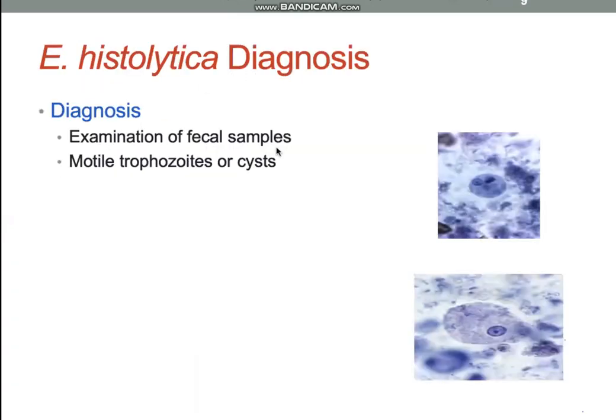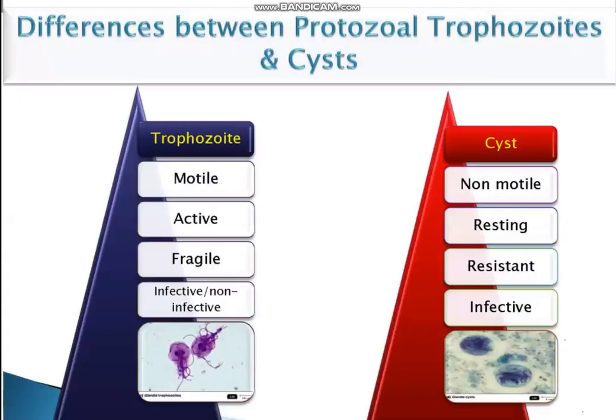As I said, the cyst is the infective and diagnostic stage. When you see it in the fecal materials, this is the cyst and this is trophozoite, it indicates that the individual is infected with Entamoeba histolytica, and most of the time it warrants anti-protozoal treatment so as to prevent the likelihood of invasion.